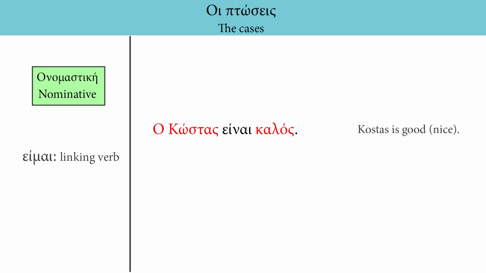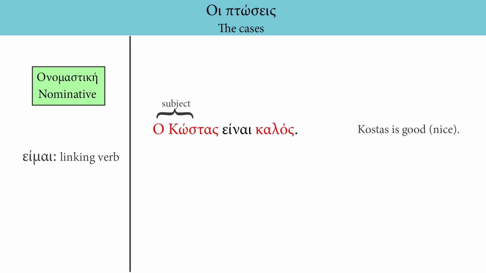Ο Κώστας είναι καλός. Κώστας is nice. Of course, the subject of the verb is always in the nominative, so Κώστας is a proper noun in the nominative case.